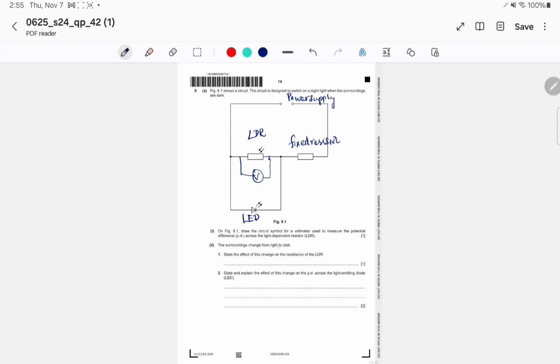The surroundings change from light to dark. State the effect of this change on the resistance of the LDR. The light dependent resistor changes its resistance depending on the surroundings. If more light is there, there is less resistance. Depending on the condition, it is becoming dark, so the resistance will increase.